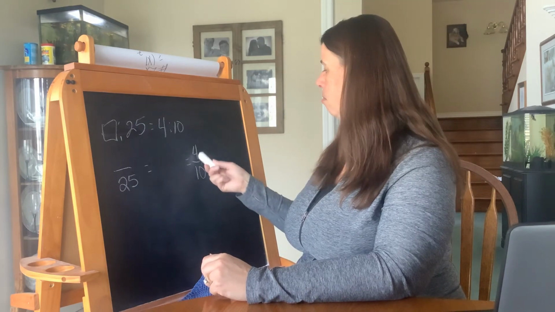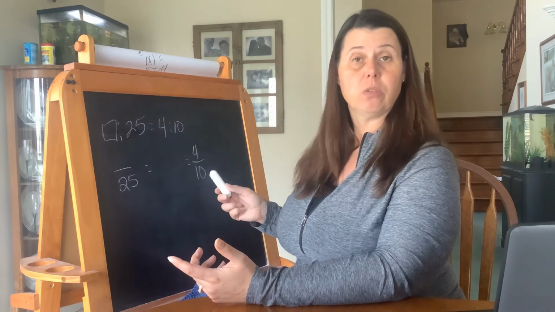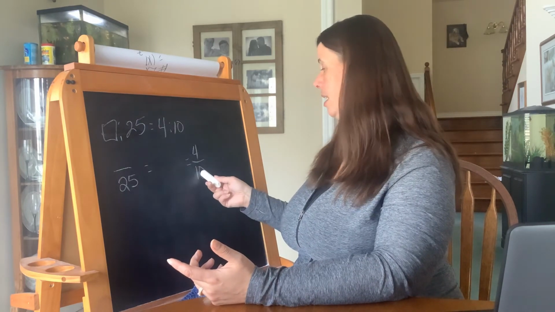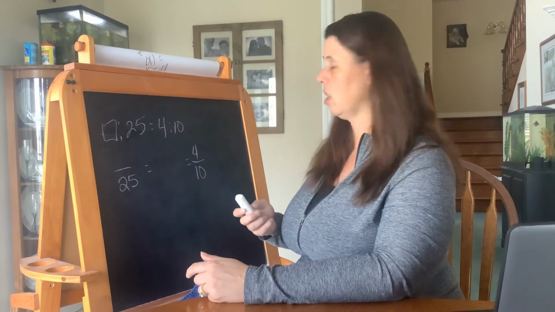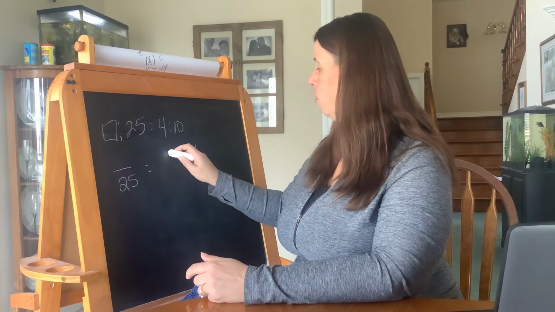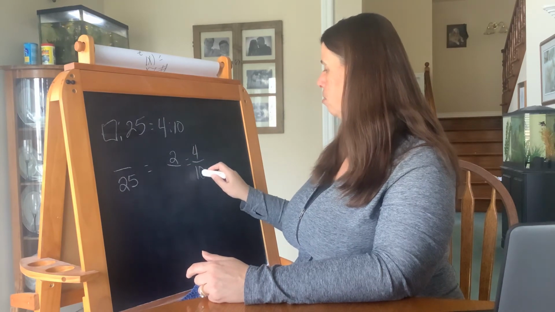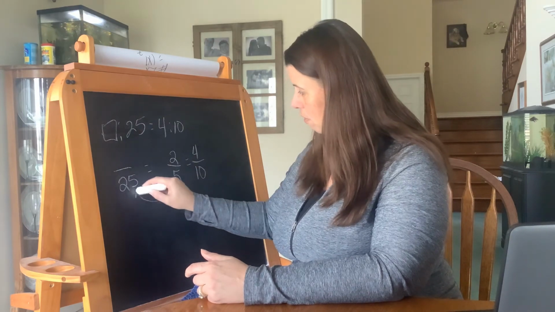What's the biggest number that goes into 4 and 10? I'm going to try 2, because I know 4 doesn't go into 10, so that's not going to work. And 2 goes into 4, and that's really the only other one that could work. So I'm going to divide by 2. How many 2's make 4? 2. How many 2's make 10? 5. Now I can easily go from 5 to 25.